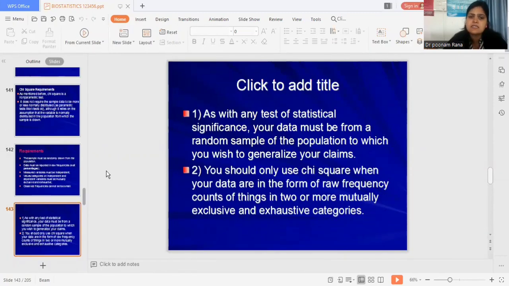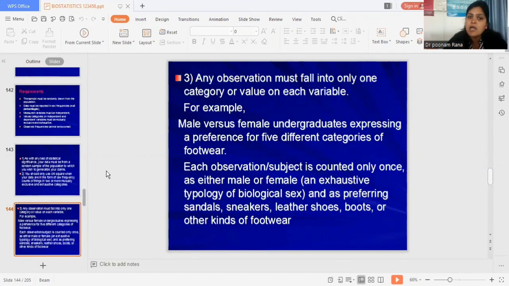As with any test of statistical significance, your data must be from a random sample of the population to which you wish to generalize your claim. You should only use chi-square when your data are in the form of raw frequency counts of things in two or more mutually exclusive and exhaustive categories. Any observation must fall into only one category of value of each variable. For example, male versus female undergraduates expressing a preference among 5 different categories of footwear. Each subject is counted only once as either male or female and as preferring sandals, sneakers, leather shoes, or other kinds of footwear.